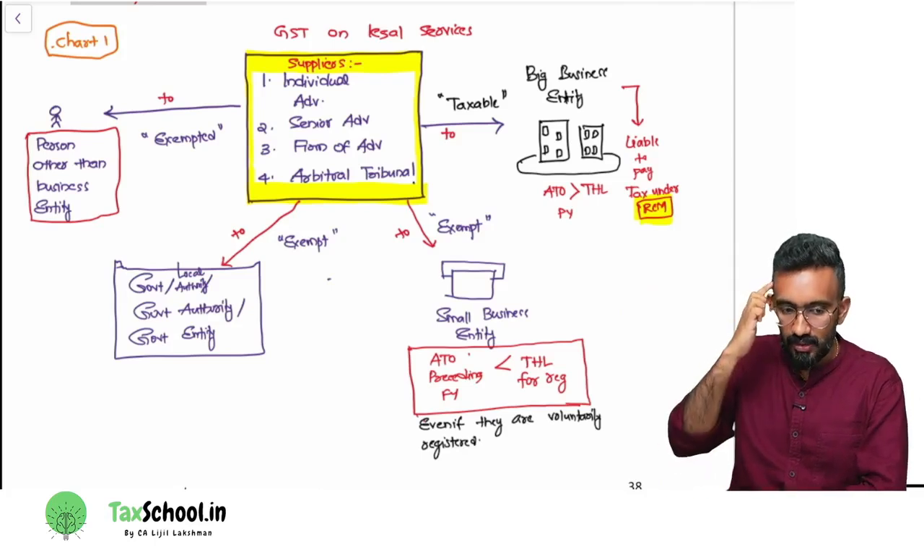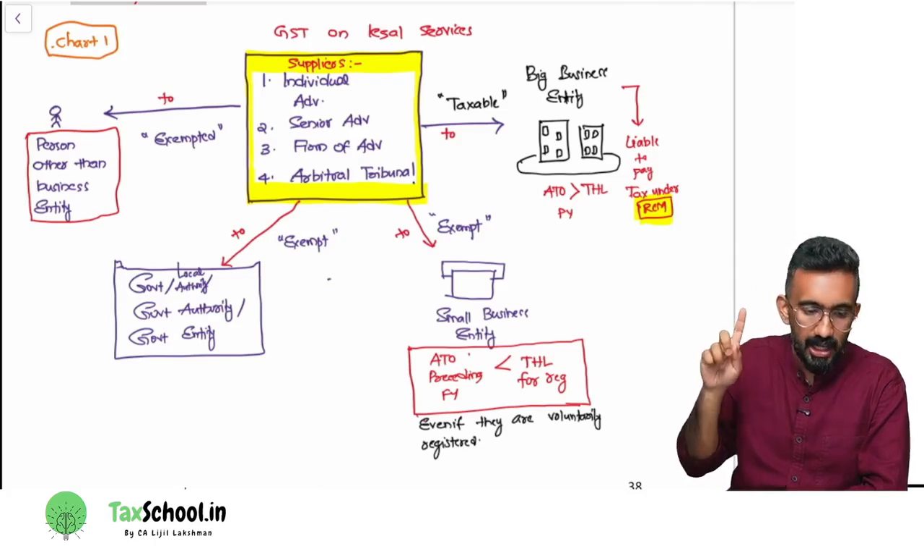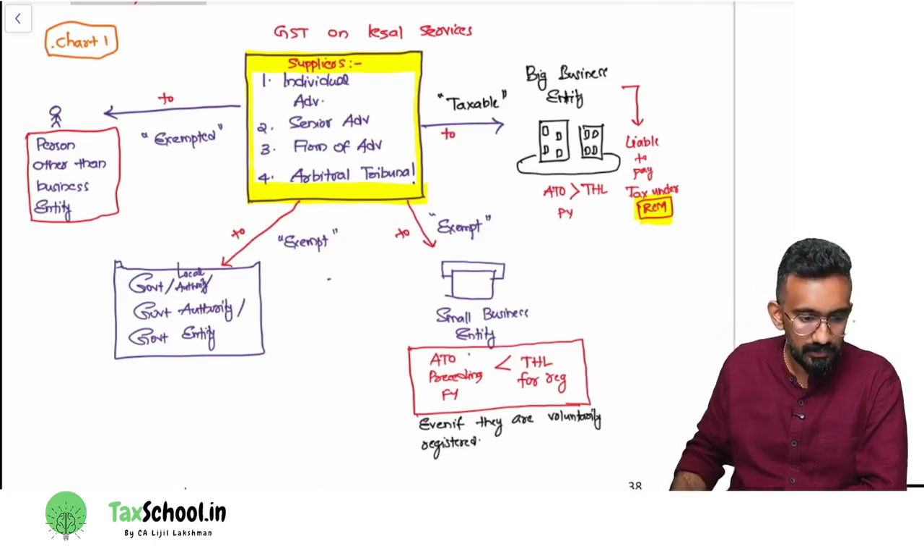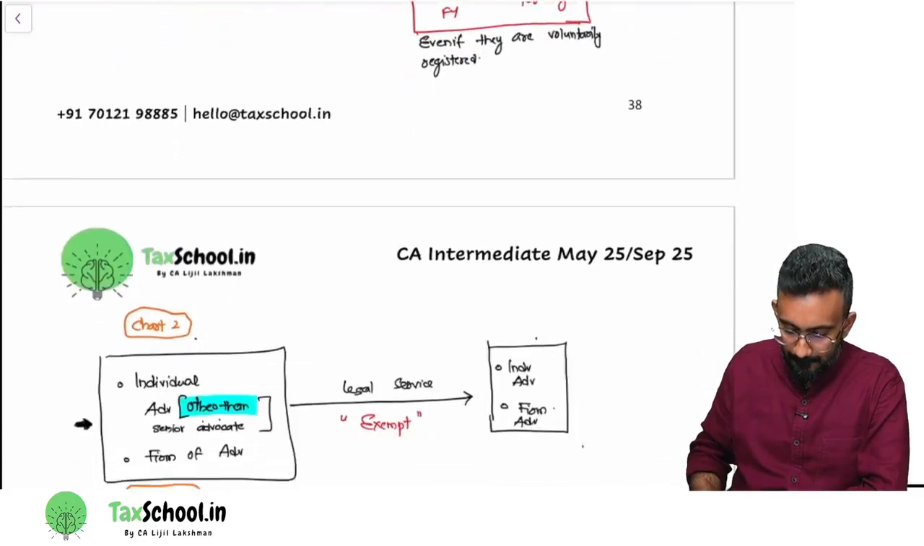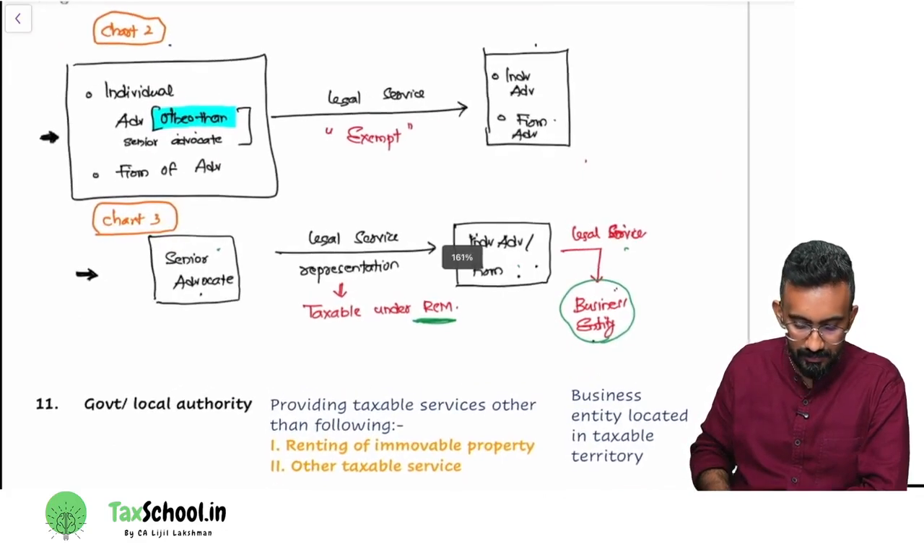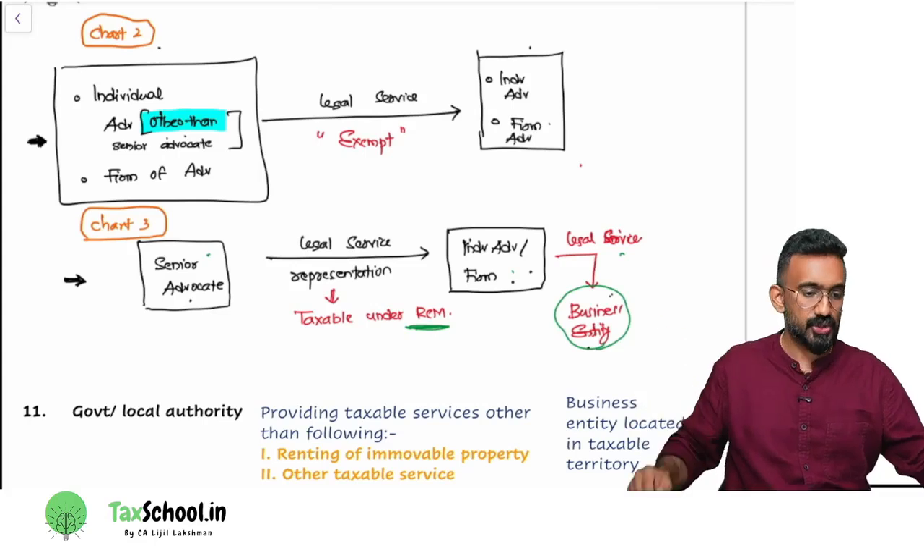Are you able to consolidate this thought in your head? Same thought for advocates and arbitral tribunal. Is it clear? Can I have a quick thumbs up so that I can move to the next chart? Next, two more cases. There are two more charts you will have to understand.